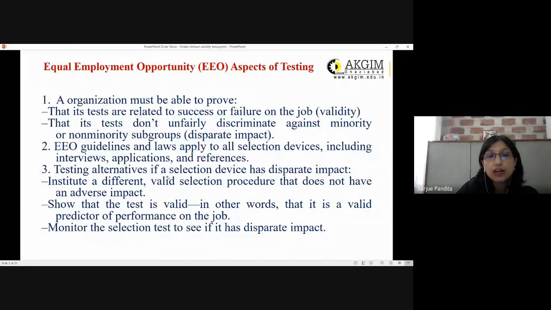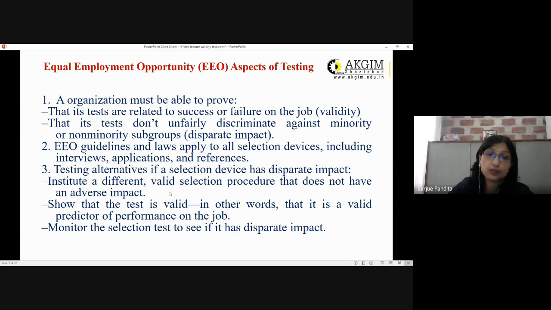Then testing alternatives: if a selection device has disparate impact, that means institute a different valid selection procedure that does not have an adverse impact. The guidelines say that you need to test your alternatives if a selection device has disparate impact. That means for the test which you are conducting, what is the impact on the selection procedure? What is the impact on getting good potential candidates for the organization? So you need to have those testing alternatives.